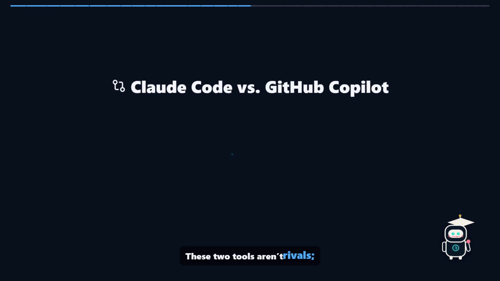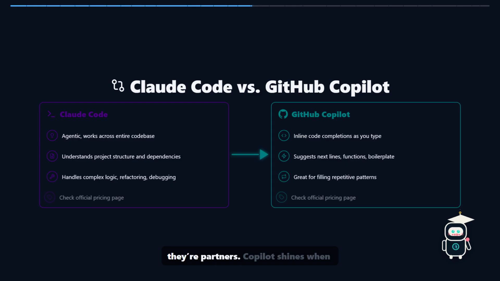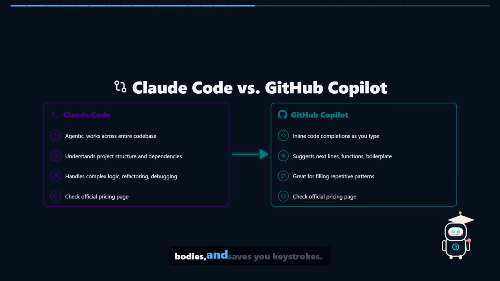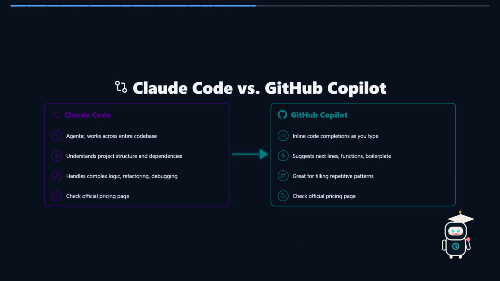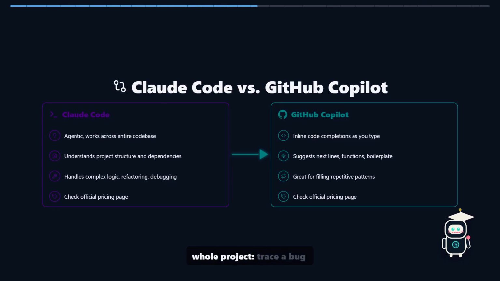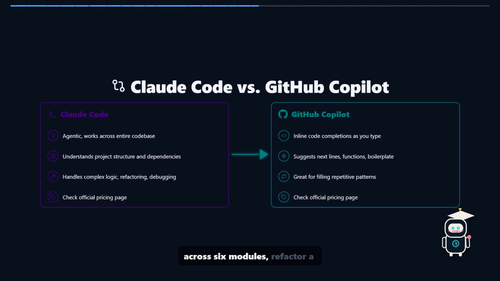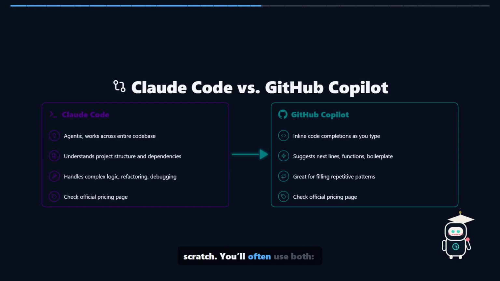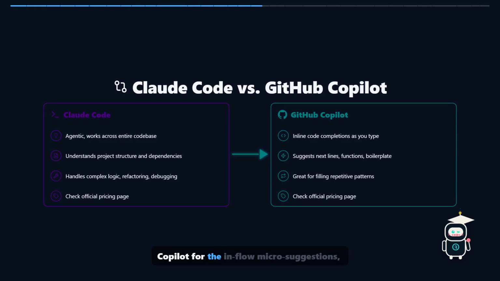These two tools aren't rivals, they're partners. Copilot shines when you're writing code. It guesses the next line, fills in function bodies, and saves you keystrokes. Claude Code works when you need to reason about your whole project, trace a bug across 6 modules, refactor a legacy authentication system, or write a thorough test suite from scratch. You'll often use both. Copilot for the in-flow micro-suggestions, Claude Code for the heavy lifting.